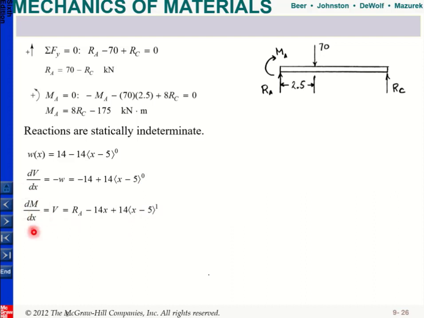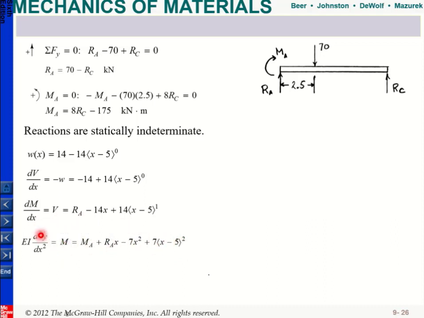Okay. And this is equal to dM over dx, so if you want to find M, you need to integrate this one, okay? And when you integrate it, don't forget that you also have an applied couple here, so you also need to add that one. So I will have MA, because here it's clockwise, I just put MA, plus the integration of this one: RA times x, minus 14 times x squared over 2, plus 14 times the bracket x minus 5 squared, divided by 2. So you will get this for your M.